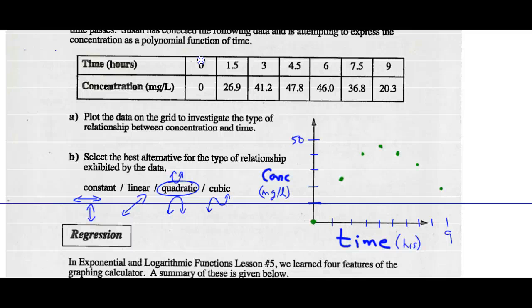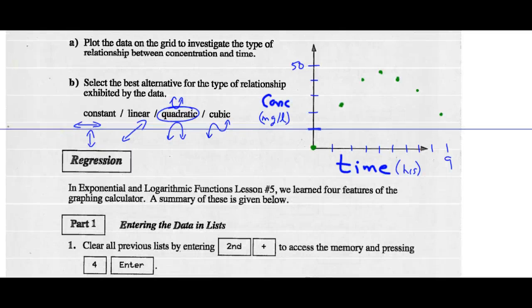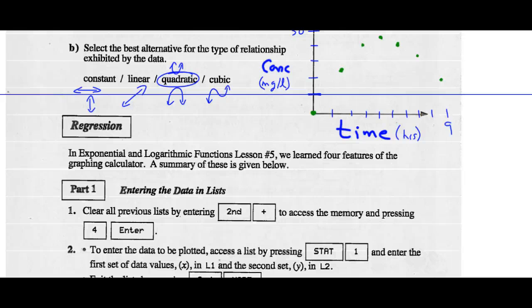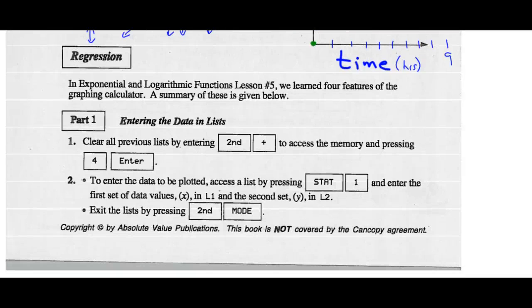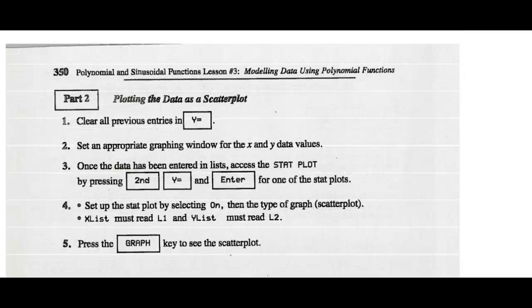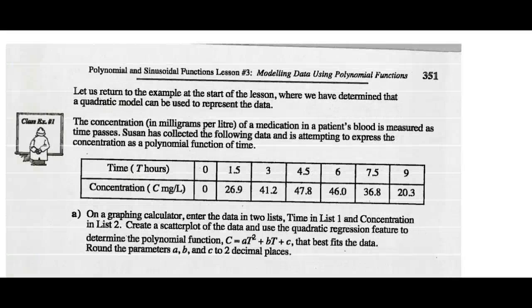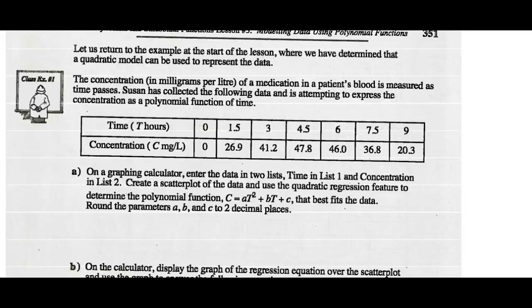So the rest of this page, regression. Remember, in exponential and logarithmic functions, lesson 5, we learned 4 features of the graphing calculator. A summary of these is given below. So the rest of this page and all of the next page, page 350, gives us all the information to remember how to use regression. You can read through that or follow along. I'm just going to show you how to do it, and we'll base it on the information from example 1.